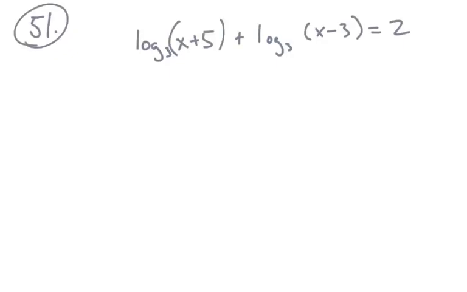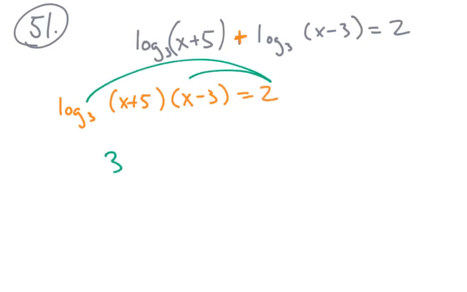Okay, 51. This is asking us to solve. And so if we're going to solve, we just got to remember the rule. When you add, you multiply. So this becomes log base 3 of (x plus 5) times (x minus 3) equals 2.